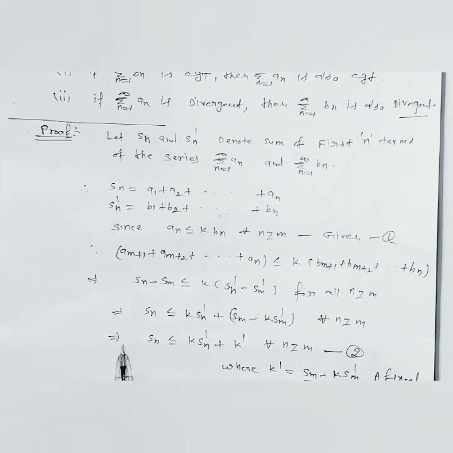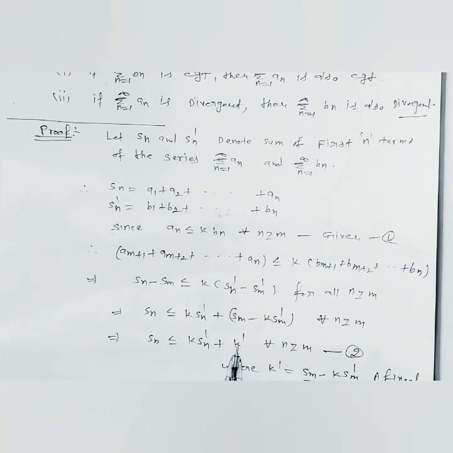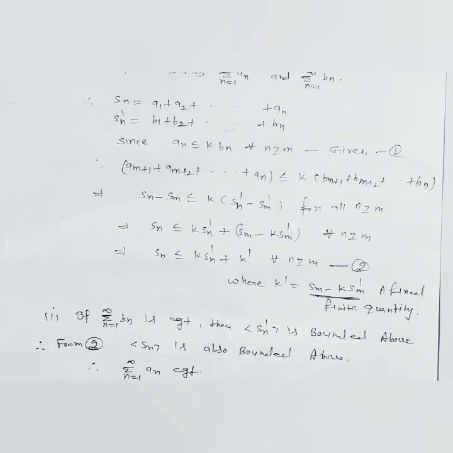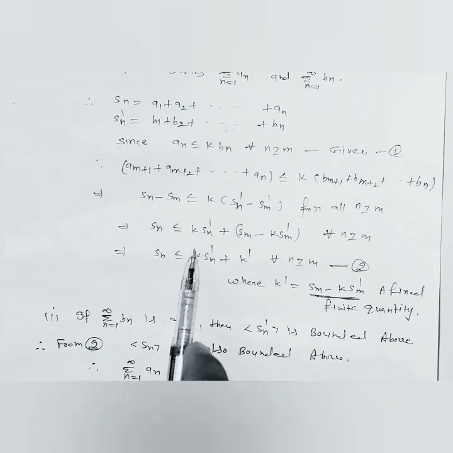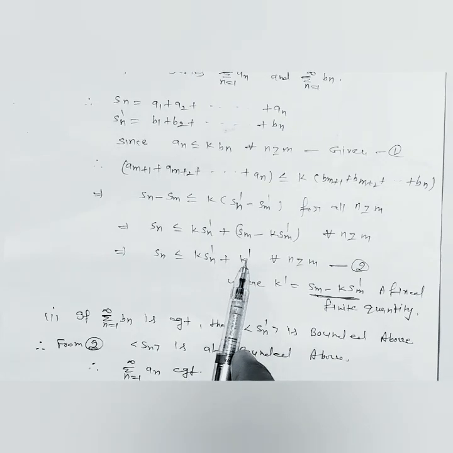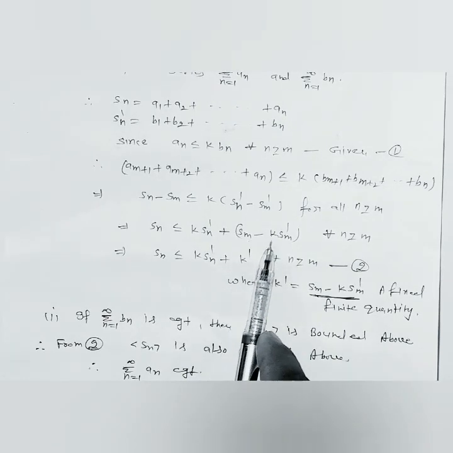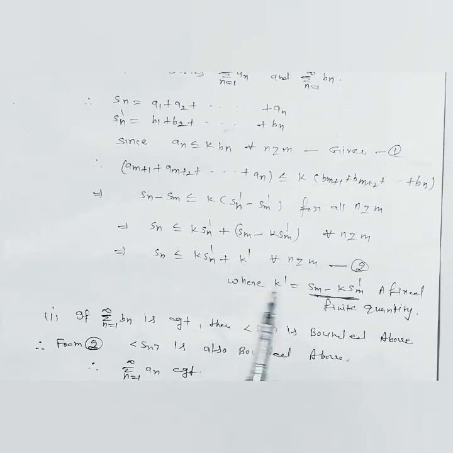So therefore we have Sn is less than or equal to k times of Sn dash plus k dash, where k dash is equal to Sm minus k times of Sm dash for all n greater than or equal to m. Here Sn is less than or equal to k Sn dash plus k dash, where k dash is equal to Sm minus k times of Sm dash, where k dash is a fixed finite quantity.